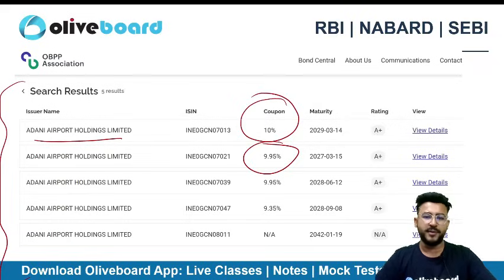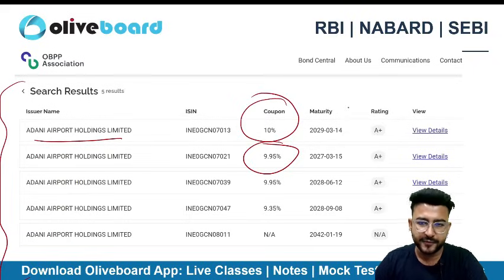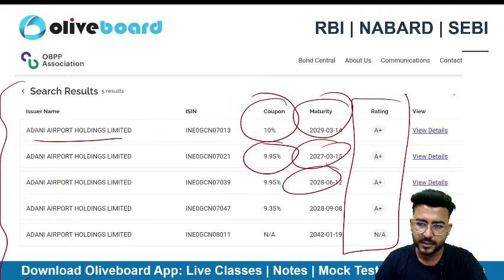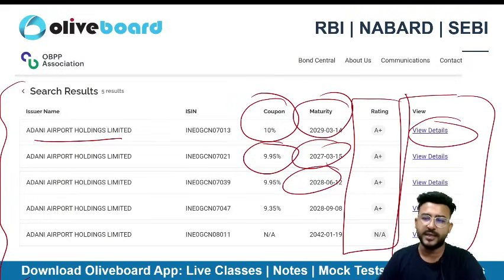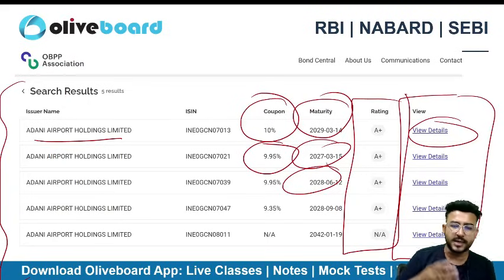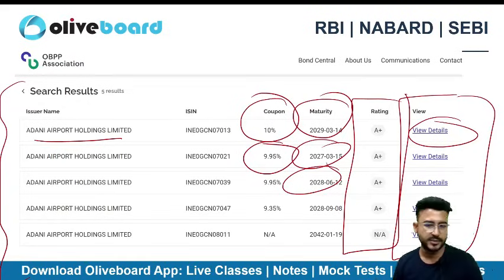Then we have so many bonds of different maturity dates, right? There are ratings as well, and for the rest of the details, I can click on view details and have a look at the rest of the details related to the bonds. So this is an amazing platform where you can have a comprehensive understanding of all the bonds, right?